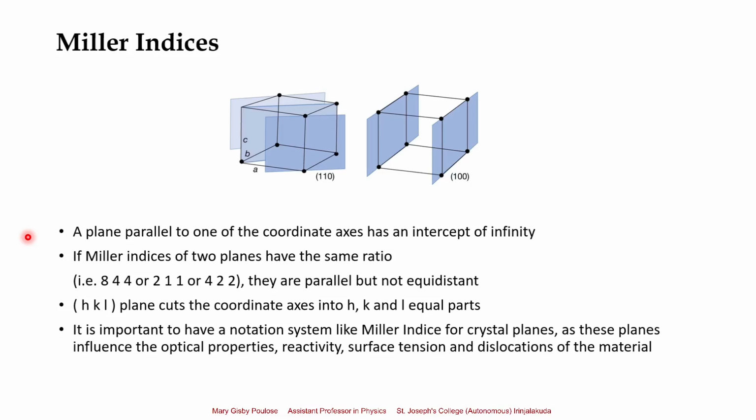Now the HKL plane cuts the coordinate axes into H, K and L equal parts. It is important to have a notation system like the Miller index for crystal planes because these planes influence the optical properties, the reactivity, the surface tension and the dislocations of that crystal material.